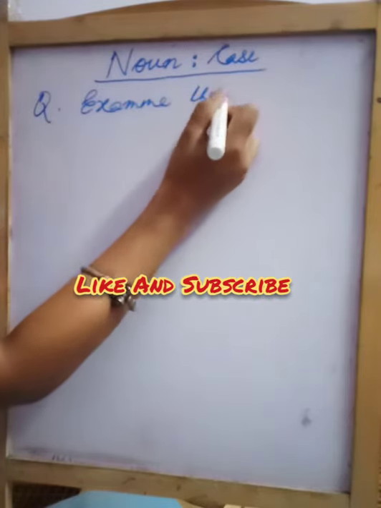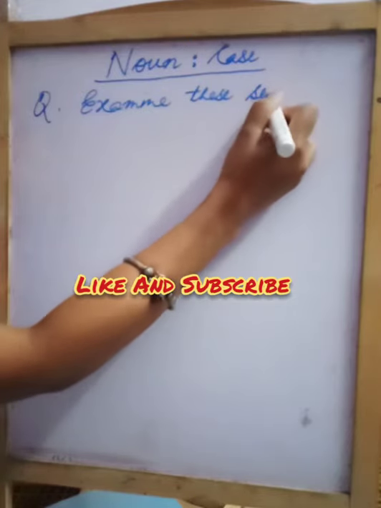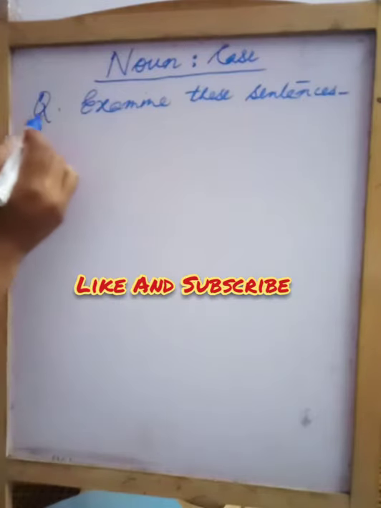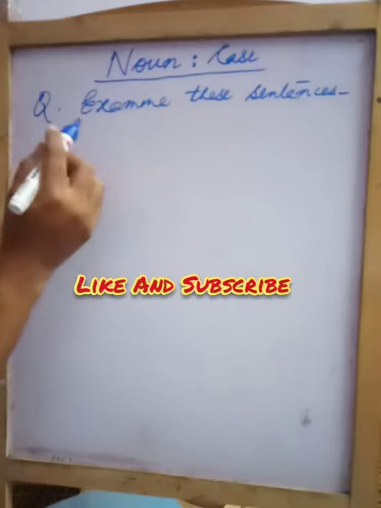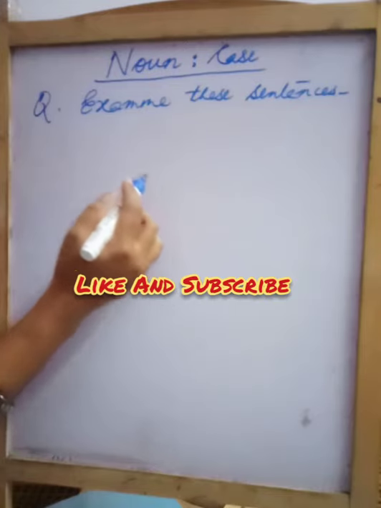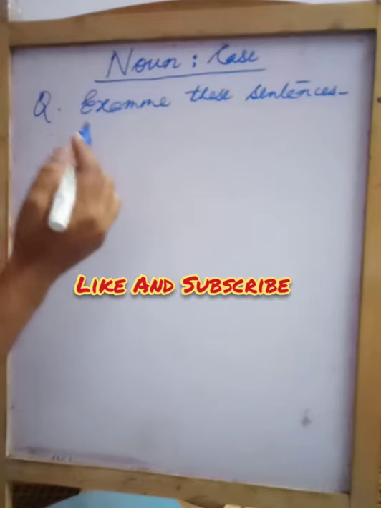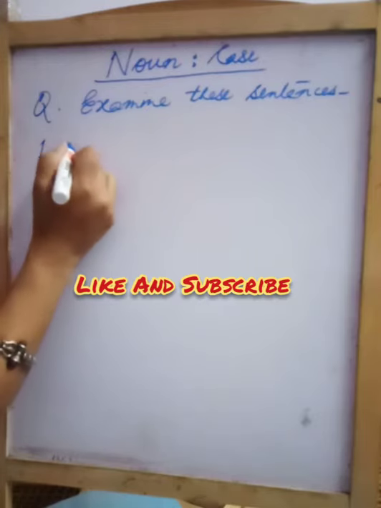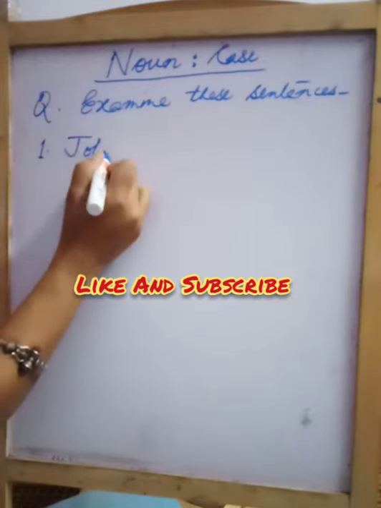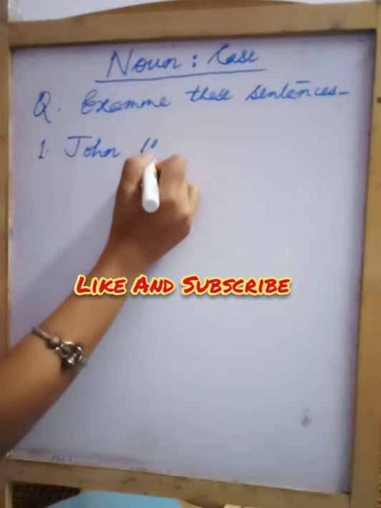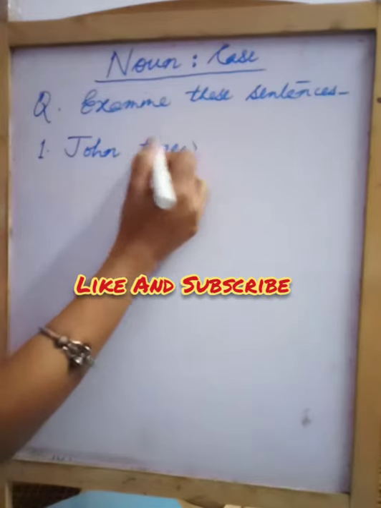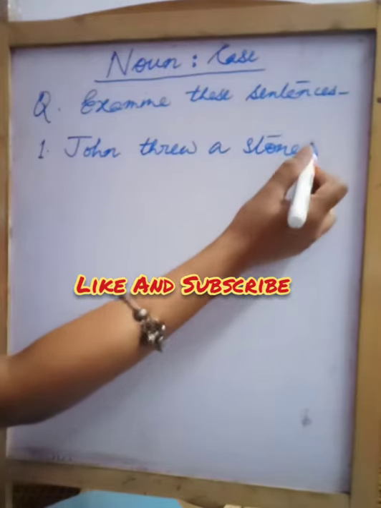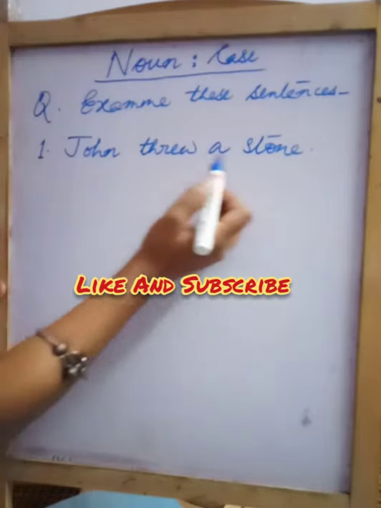Examine these sentences. So here I will be writing two sentences, and with the help of these two sentences I will explain to you about noun case. Alright, so let's see. This is sentence number 1. John threw a stone. Right? John threw a stone.